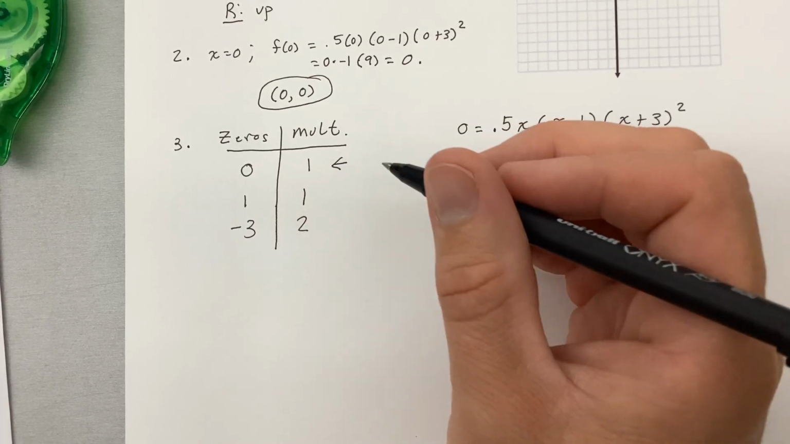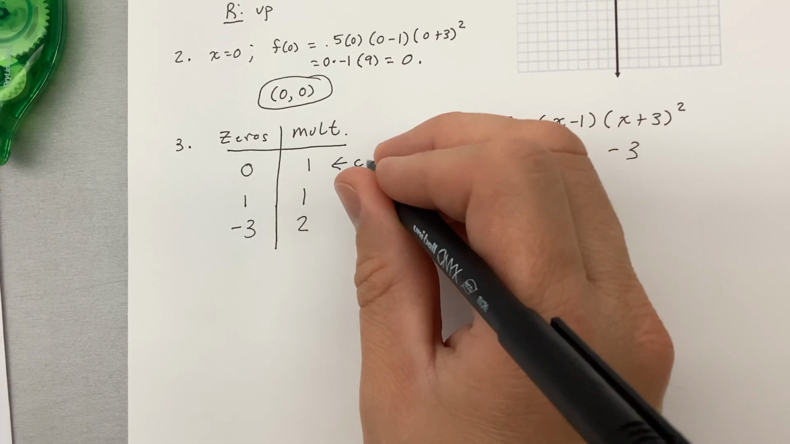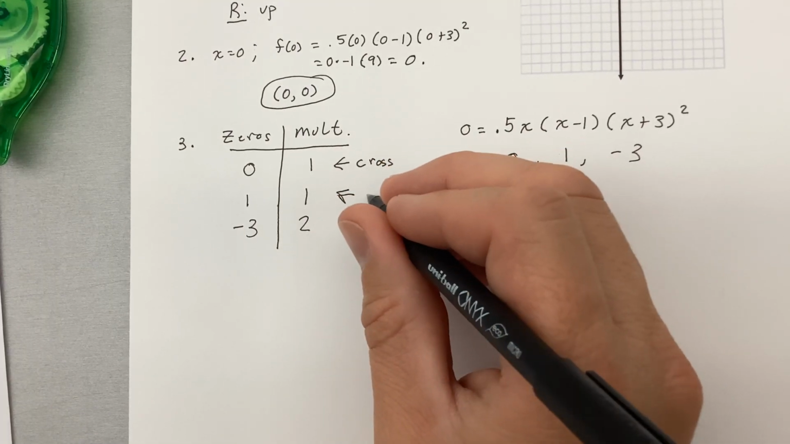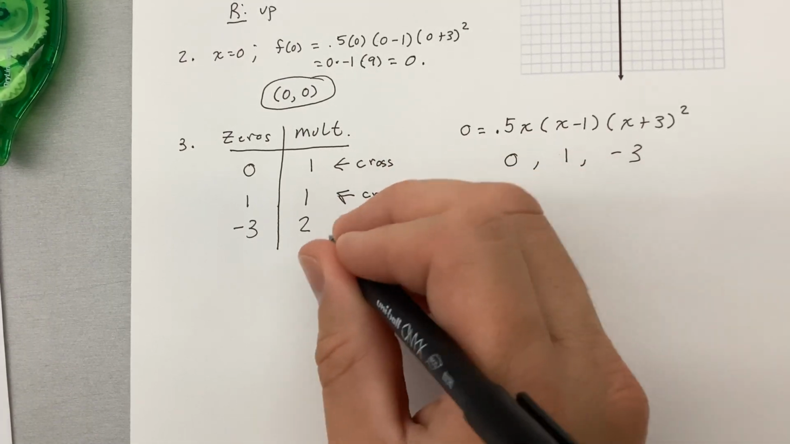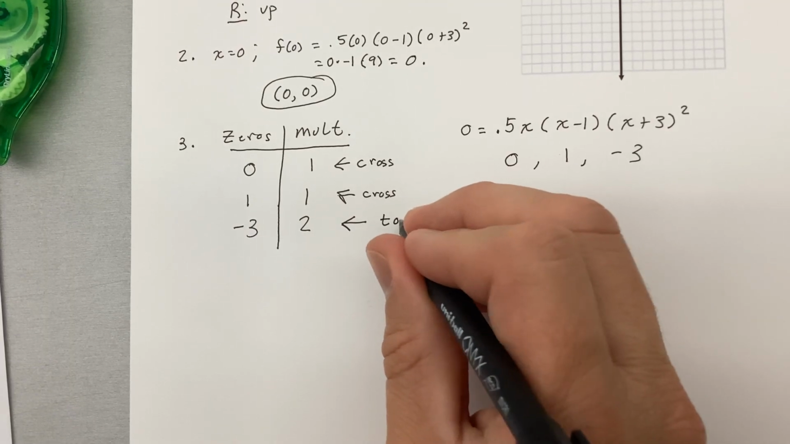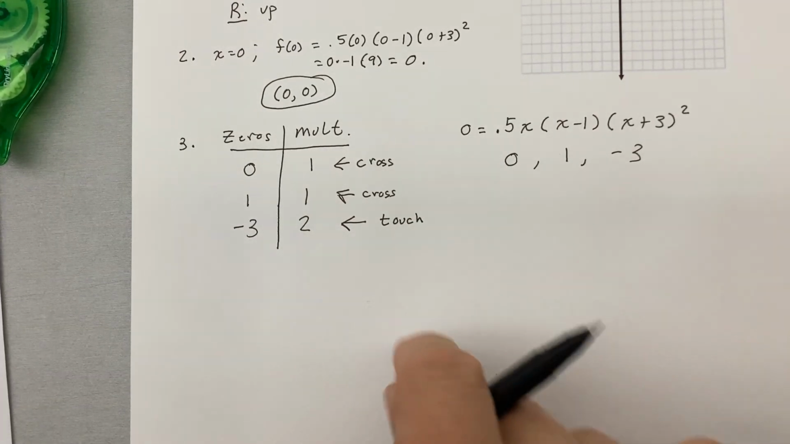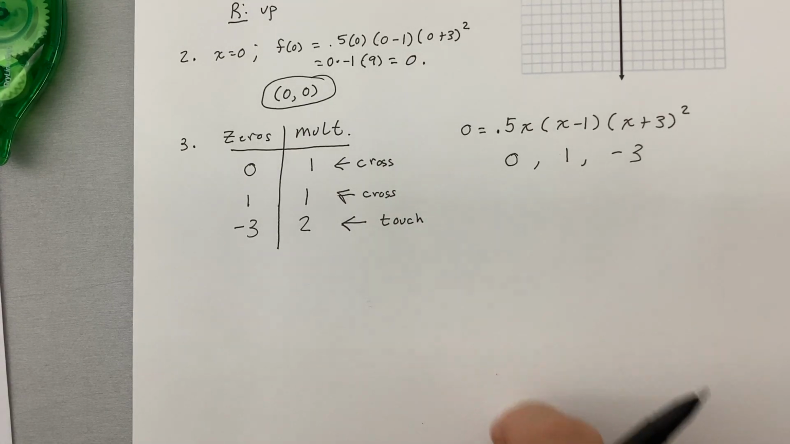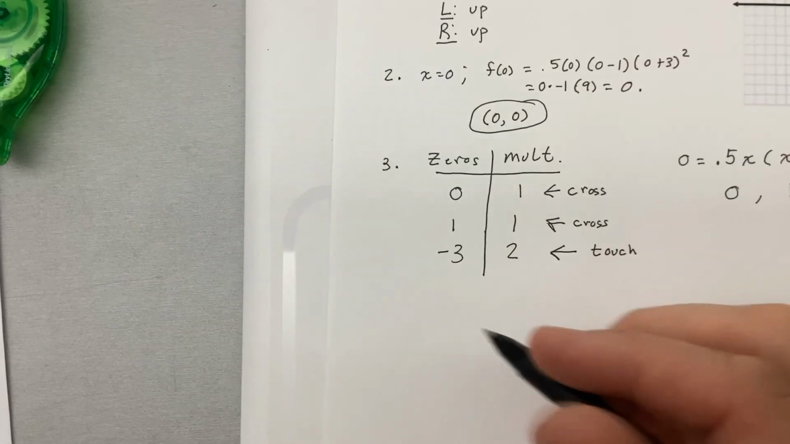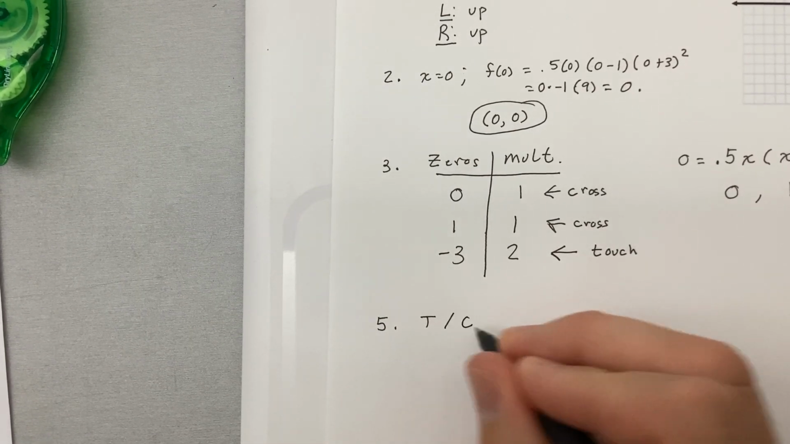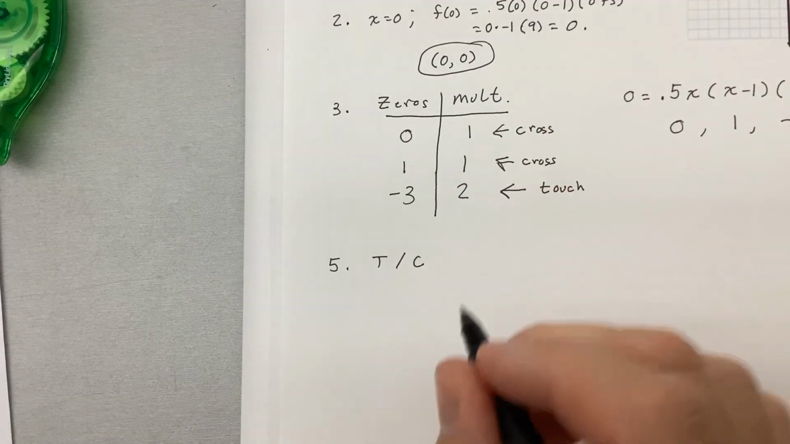We're kind of doing step 5 here, but this will be a crossing point. At 1 will be a crossing point as well. But how about at negative 3? That is a touch point. It's going to either come down and touch it and go back up, or it's going to come up, touch it, and then go back down. So I think we're good to go. 5, we talked about that. Touch versus crossing. Don't have to worry about that. Did that up there.